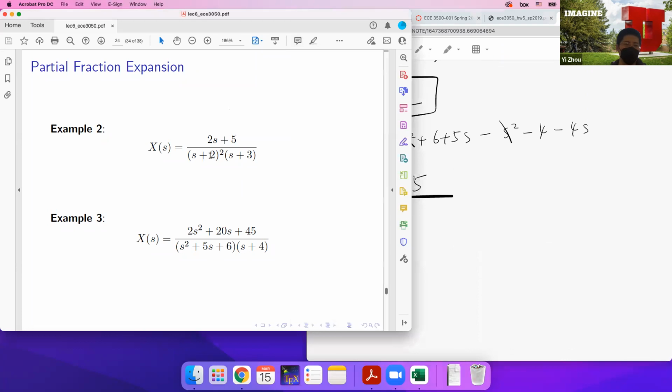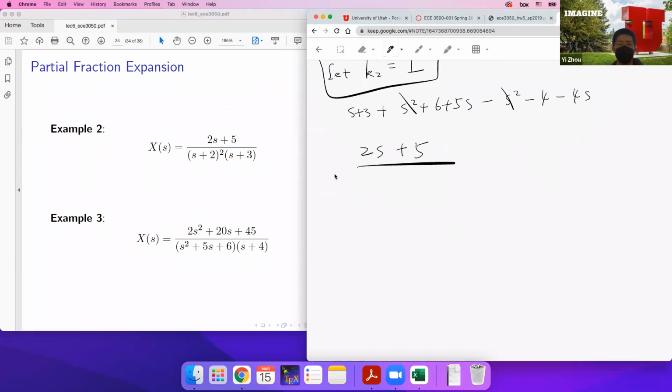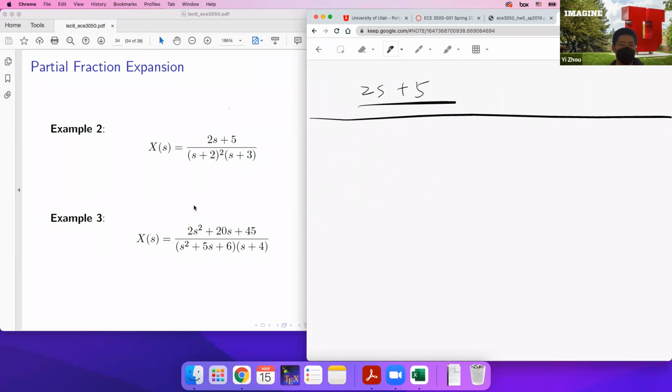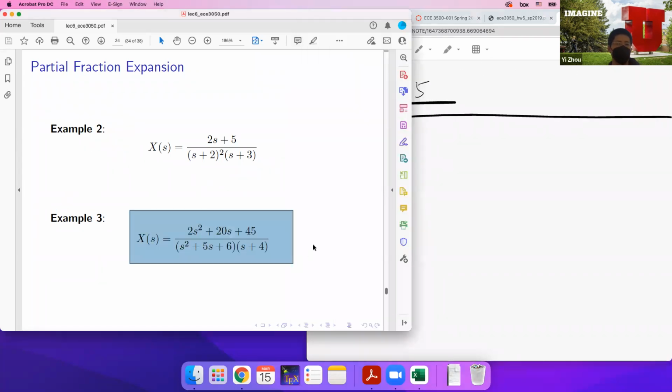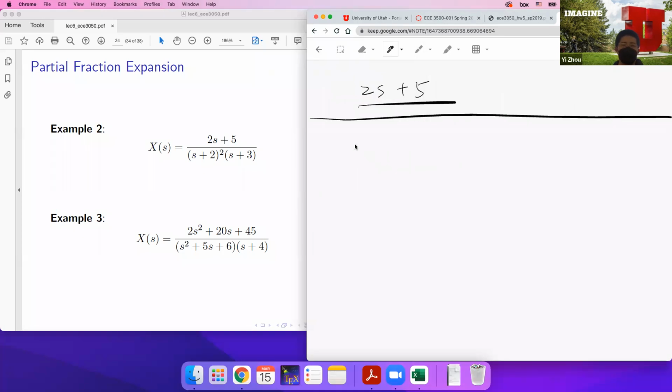But we won't have these higher order terms in our exam. We may have something like example 3. So let's look at this one. For example 3, the challenge is that this numerator and denominator are not completely factorized.